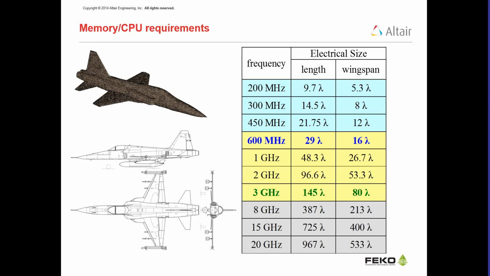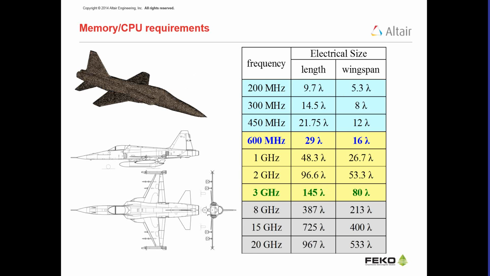So that's how we went from very low frequency, where the electrical size of the aircraft is 10 wavelengths by 5 wavelengths maybe, all the way to 20 gigahertz, which is 1000 wavelengths by 533. How do we use the various methodologies we have in FEKO to solve this problem? Let's say you put an antenna on the top of the fuselage, and you would like to solve this for a radiation problem.